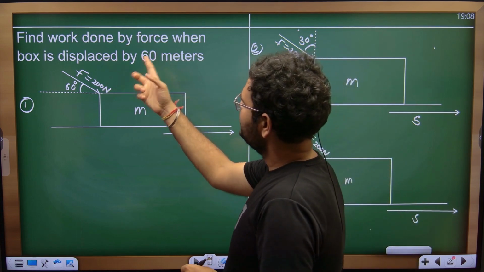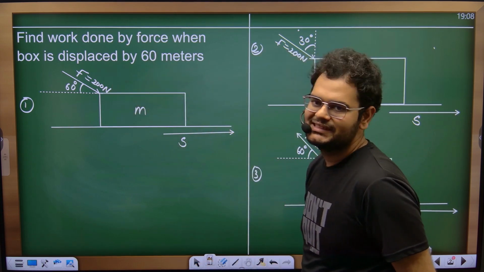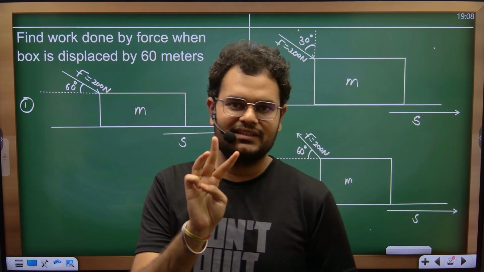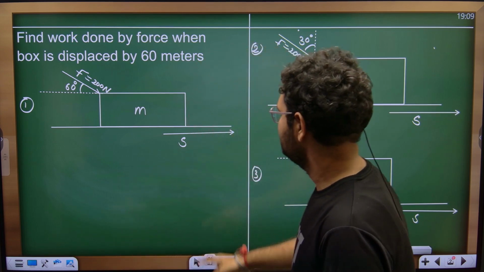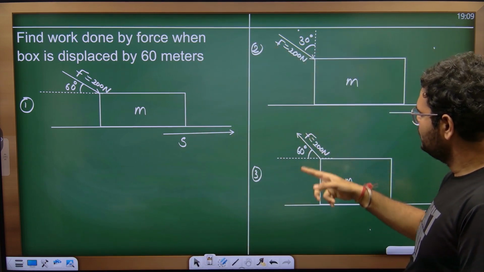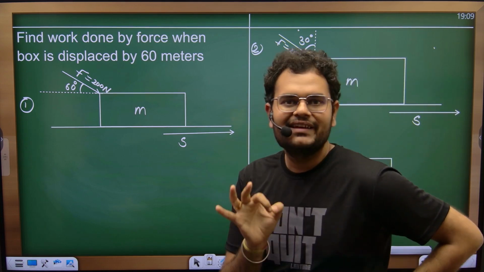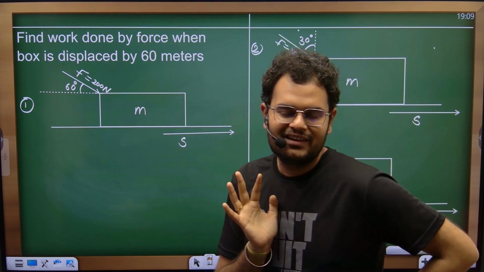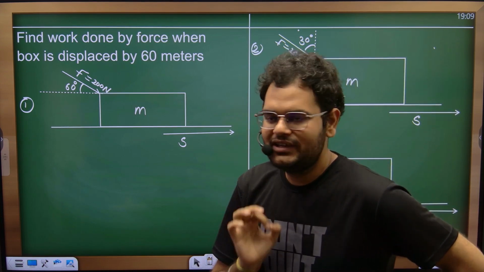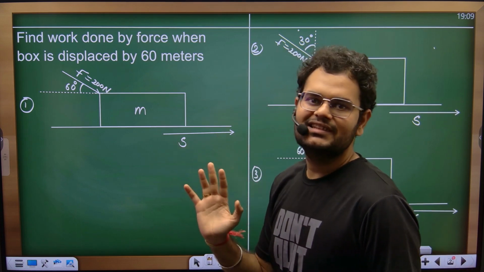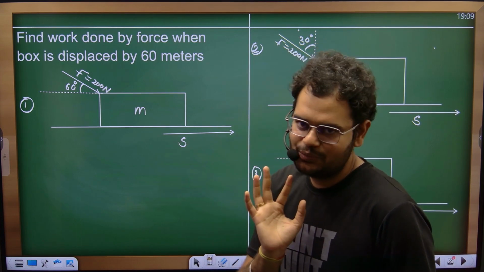Find work done by the force when box is displaced by 60 meters. 3 questions are there. What are 3 questions? Question number 1, question number 2, question number 3. I want you to pause the video and get the answer of it. Okay, now I will discuss. Sir, all questions are easy, so every answer should be correct for you.